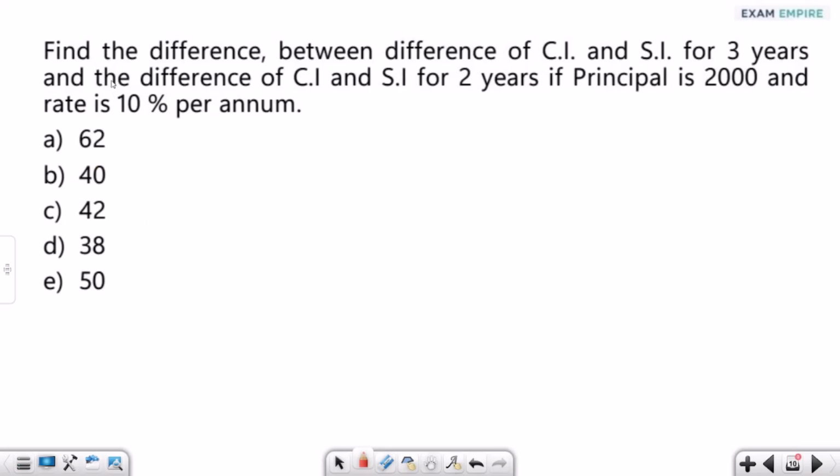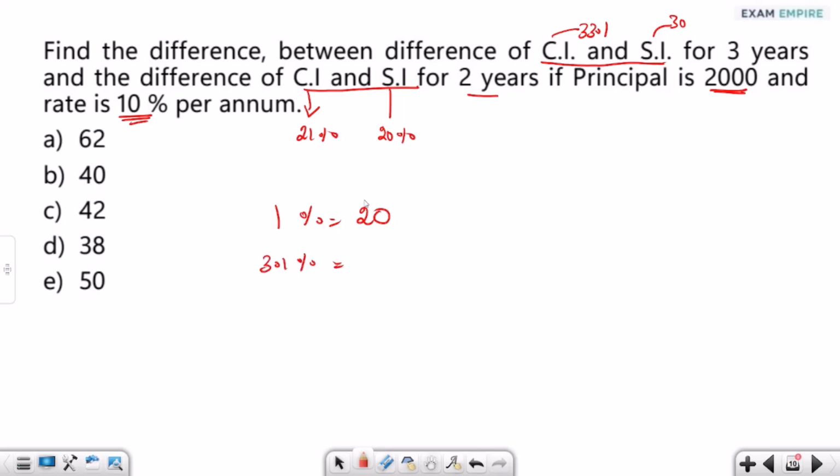Next. Find the difference between the difference of CI and SI for 3 years and the difference of CI and SI for 2 years, if the principal is 2000 and the rate is 10% per annum. The rate of interest is 10%. For 2 years, compound interest will be 21% and simple interest will be 20%, so the difference is 1%. What is 1% of 2000? It is 20. For 3 years, compound interest will be 33.1% and simple interest will be 30%. What is the difference here? 3.1%.